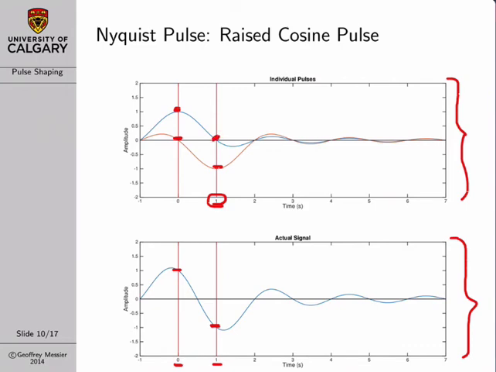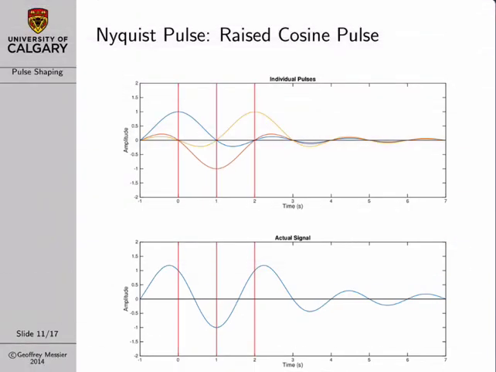So basically what's happening is the value of each transmitted pulse lines up with the zeros of all of the other pulses. And this becomes more clear if we look at a third pulse. So here in this top plot, we have our original +1 pulse, followed by our -1 pulse, and now a +1 pulse. And again, note that the desired value of our transmitted pulses always line up with the 0 values of all of the other interfering pulses.